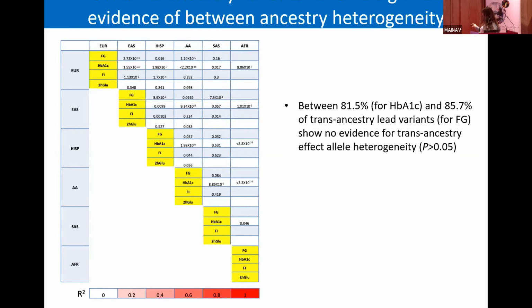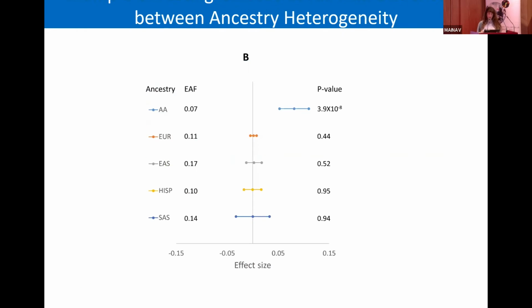And the trait that has the most evidence of heterogeneity in effect allele is HbA1c, and I think I know why. I'll come back to that one later because I'll have to explain something else about HbA1c. So hold on to that thought or not.